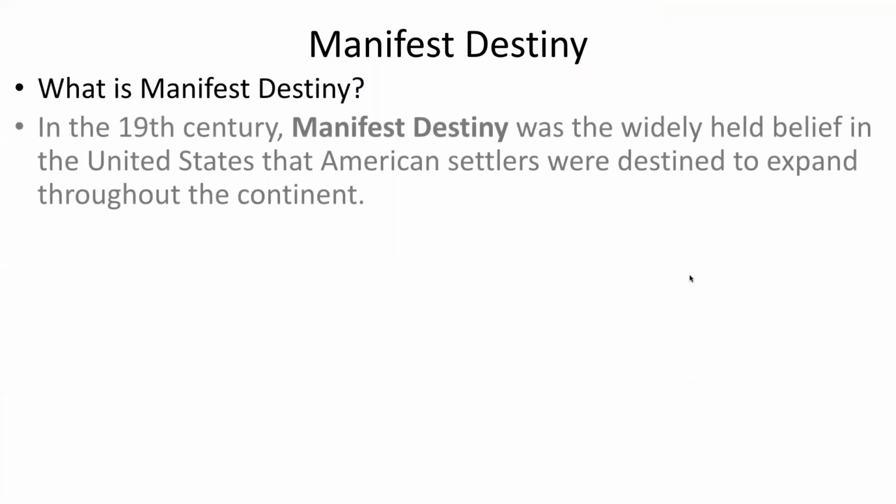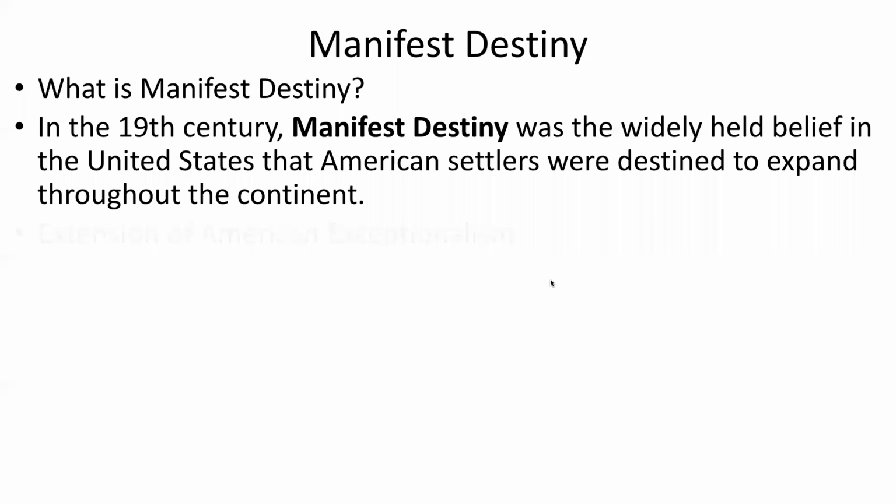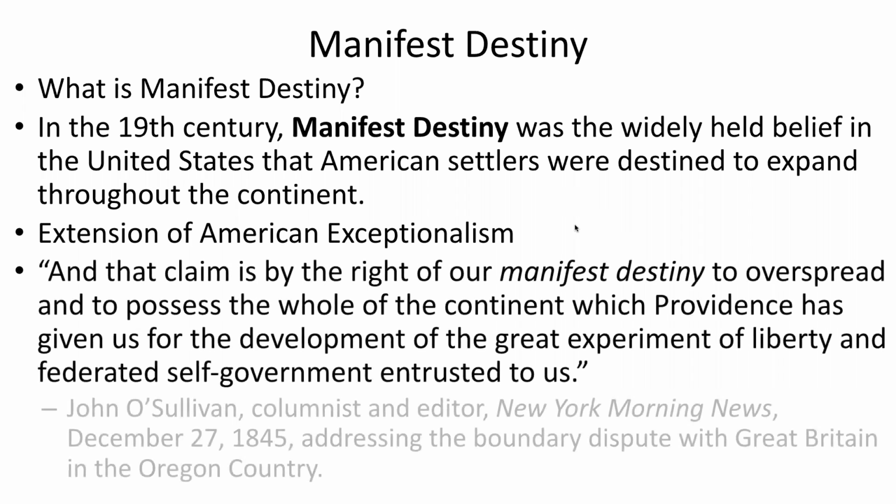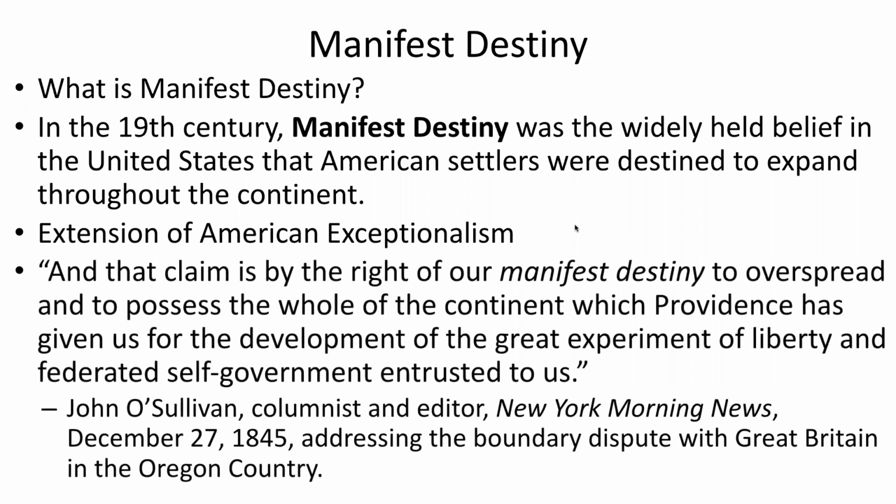So what is manifest destiny? This is a 19th century idea that Americans are so good at democracy and colonization, it is our duty to expand throughout the continent. It's definitely seen as an extension of American exceptionalism. So remember, that's our John Winthrop, City on a Hill.